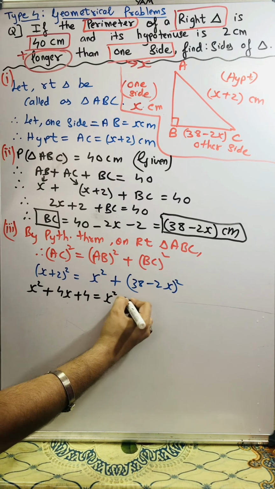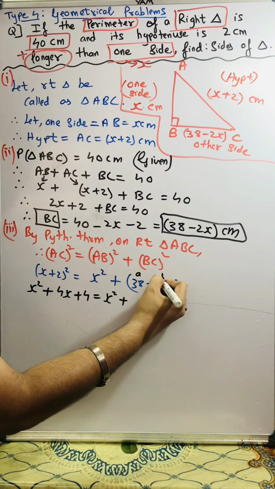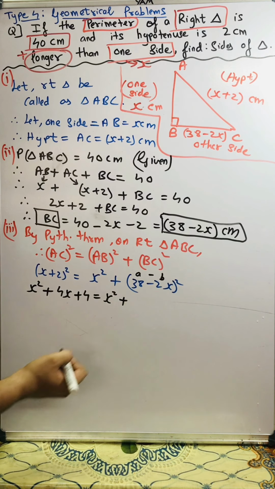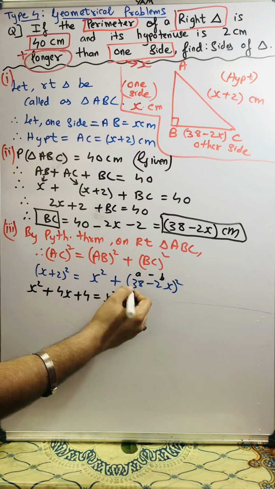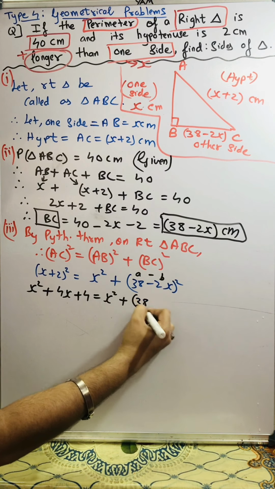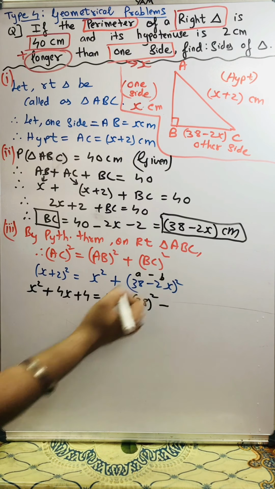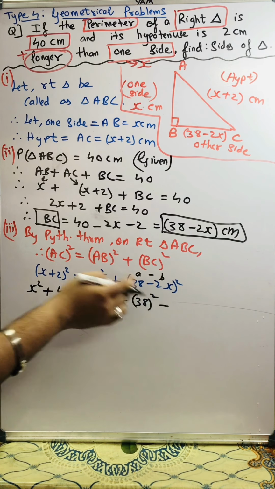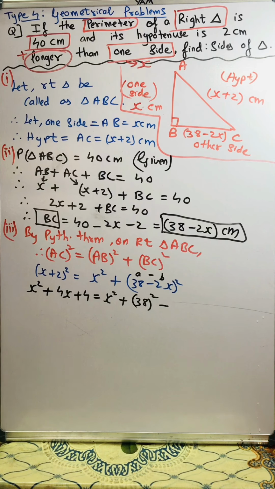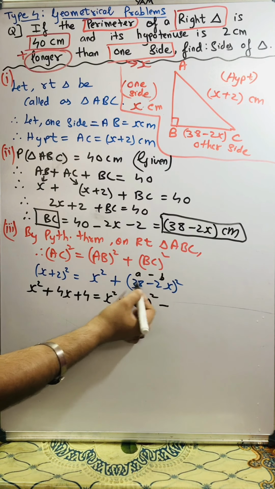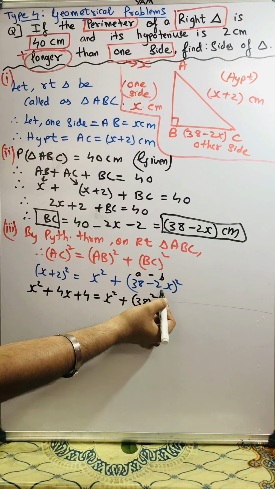is equal to X square, as it is copied as X square, plus this is like A minus B the whole square ka formula. A is 38, B is 2X. A square means 38 ka square. Okay, minus 2 into A into B. 2 into A, 38 into 2. 38 into 2 comes to be 76. And 76, 2 into A into B, 2 into 38, 76. 76 into 2 comes to 152.